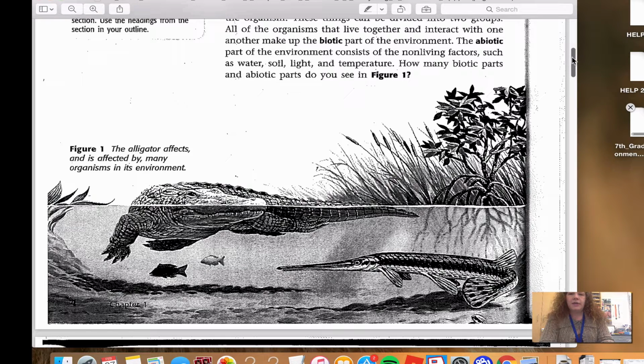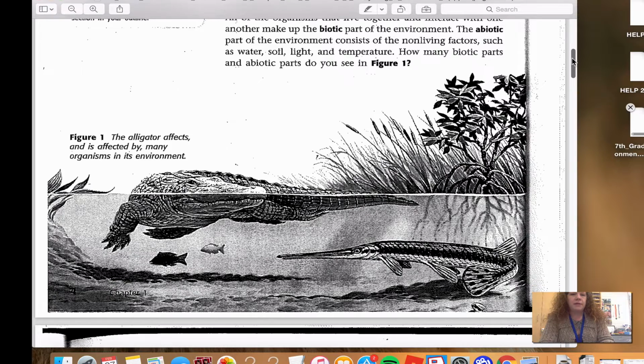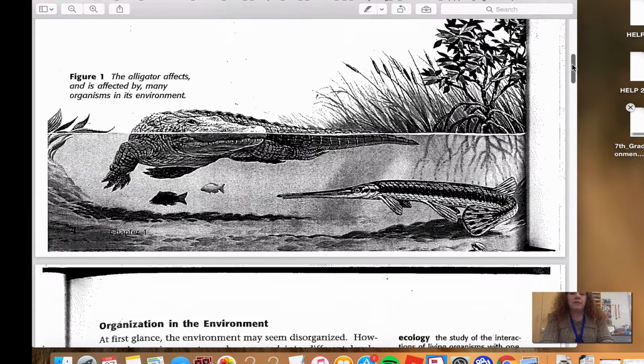You can go ahead and look down there on Figure 1 and see if you can point out the biotic parts, which are the living parts. That would include like the alligator and what other ones. And then the abiotic parts of the environment are the non-living parts. So maybe rocks at the bottom of the river, water. What are the other abiotic parts that you see in the environment?